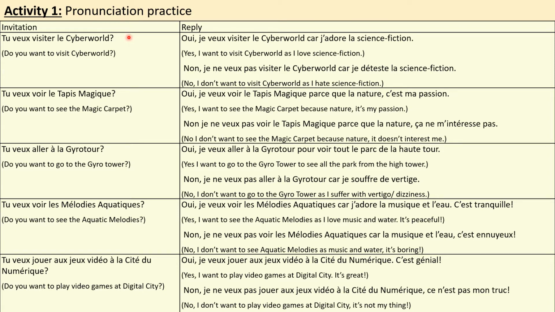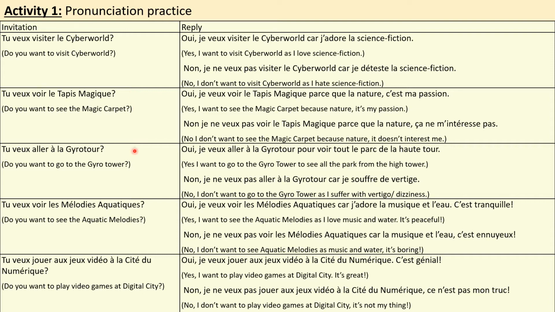So the first one is, tu veux visiter le Cyberworld? So do you want to visit Cyberworld? And Cyberworld is a science fiction ride. Okay. The second one is le tapis magique, the magic carpet. So this is a ride which is all about nature. So you get to fly on a magic carpet and look down at all the nature within the theme park.